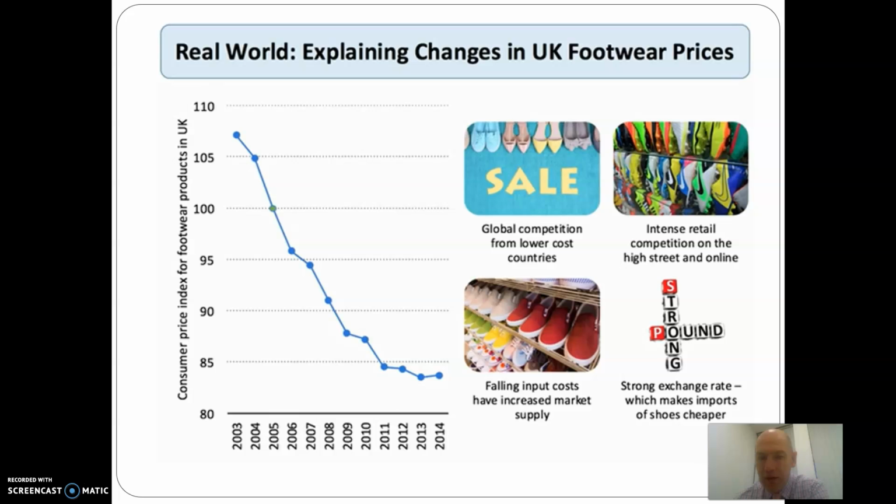Okay, I will let you press pause and look at this if you want to. So in terms of this change in British footwear prices, you can see what's happened over time. You've got an index, so just think about how much prices have changed over time, and you have some of the reasons on the right hand side. But think about what that means to profit levels and so on for footwear manufacturers.